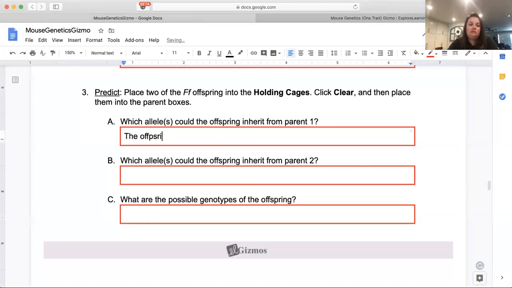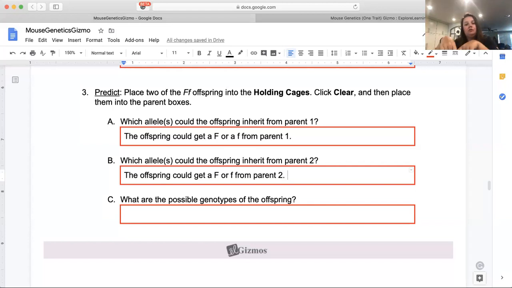The offspring could get a capital F or a lowercase f from parent 1. And since they're the exact same, we can do the same thing for question B. The offspring could get a capital F or lowercase f from parent 2. Now, what do you think the possible combinations of all those letters are if each parent only shows one? What are the possible combinations?